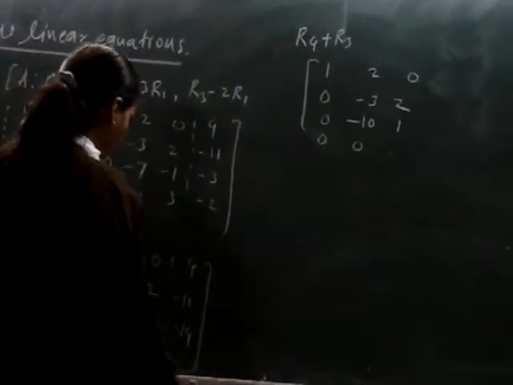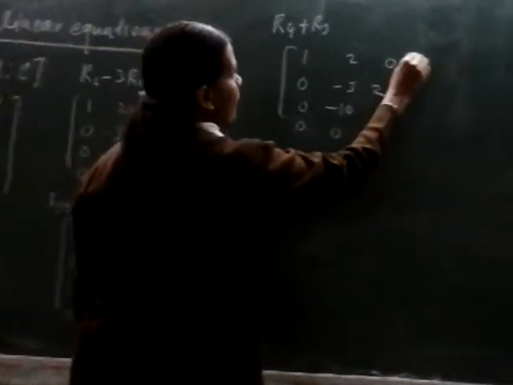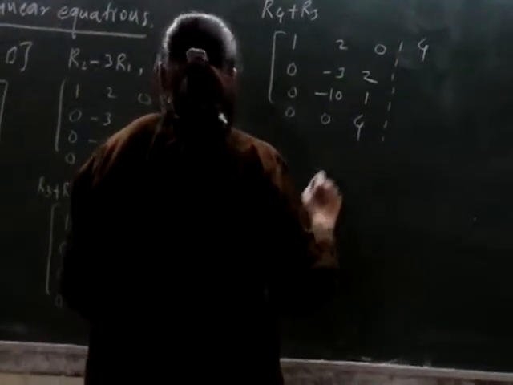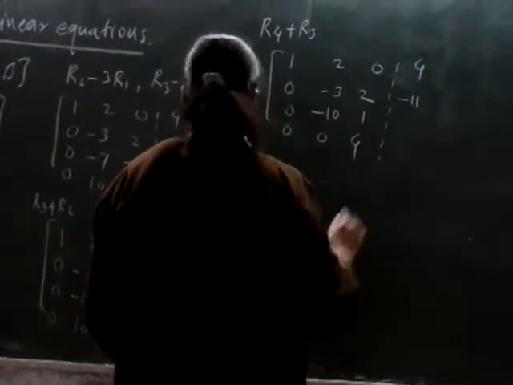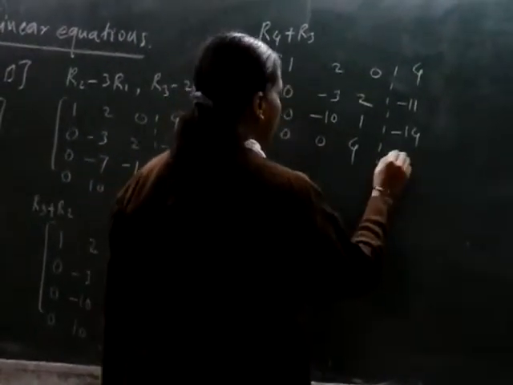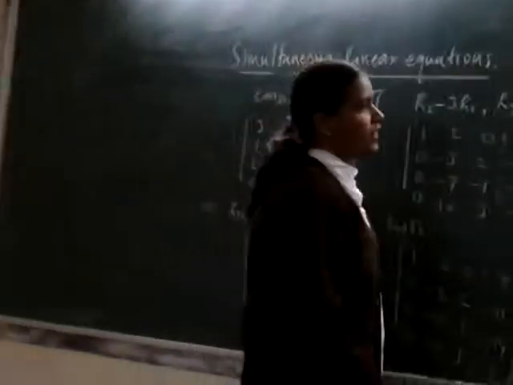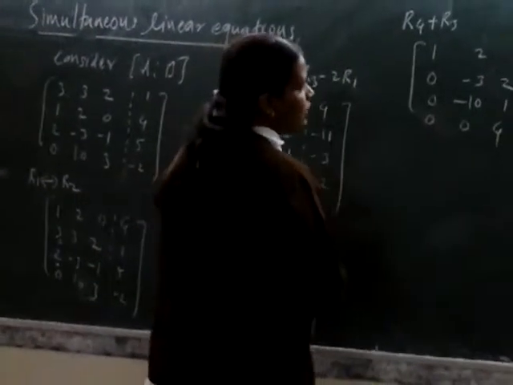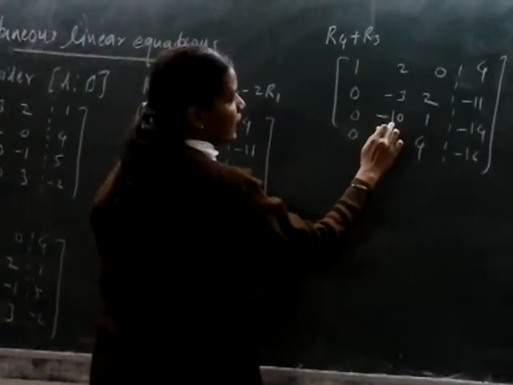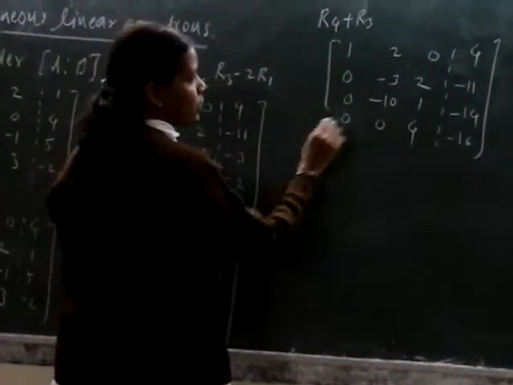And next here we are getting that addition, it is 4. And next element it is 4, minus 11, minus 14 and that addition is minus 16. Now the next operation we are doing here by using this minus 3. We are making that element minus 10 into 0. So what will be the next operation here?